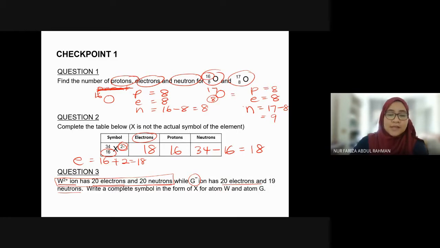It is specified there that it needs to be in the form of atoms, not in the form of ion. All right, so let's go for W first. Let's discuss the answer for W. We need to have the mass number and also the atomic number, A and Z first. So the mission is to find the proton number. Either way you can find which one first, it doesn't matter.